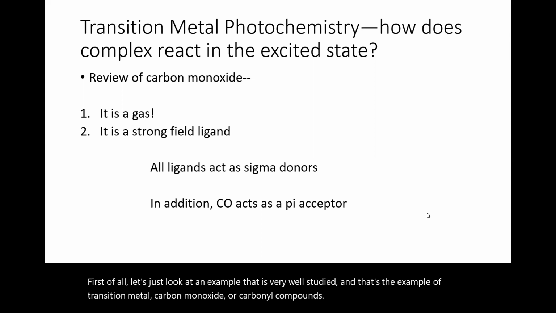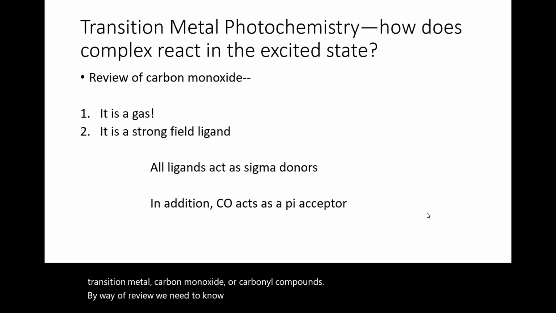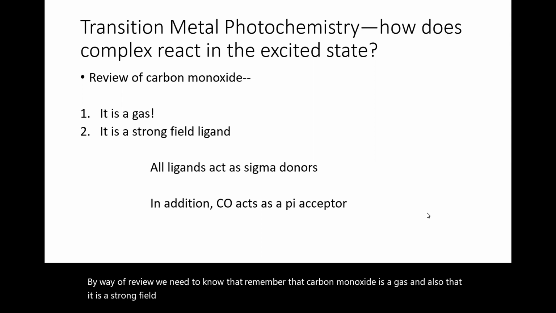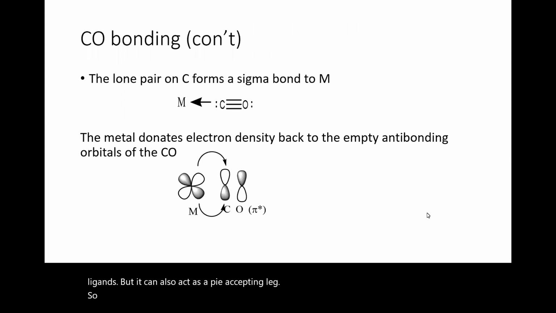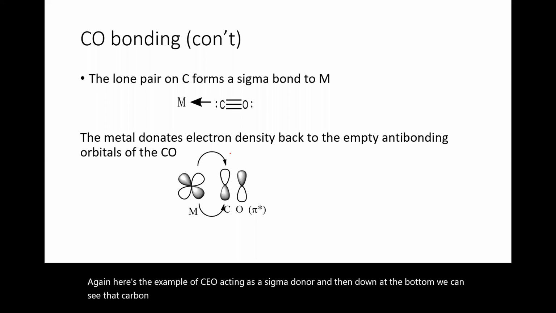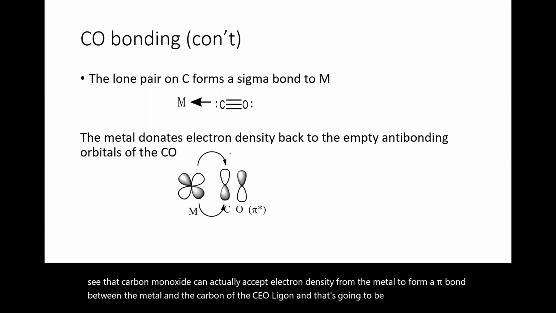By way of review, remember that carbon monoxide is a gas, and also that it is a strong field ligand. And it's a strong field ligand because it is a sigma donor, like all other ligands, but it can also act as a pi accepting ligand. So again, here's the example of CO acting as a sigma donor, and then down in the bottom, we can see that carbon monoxide can actually accept electron density from the metal to form a pi bond between the metal and the carbon of the CO ligand. And that's going to be important in the photochemistry.